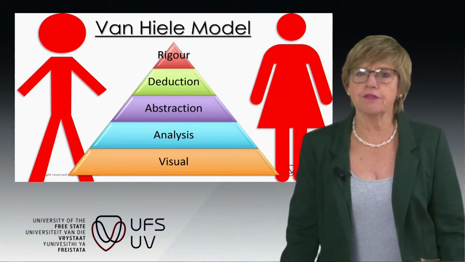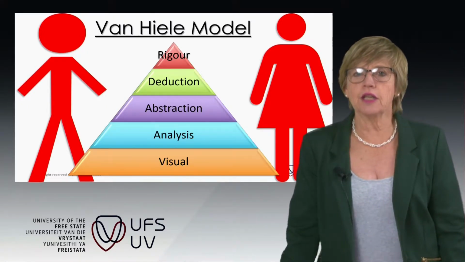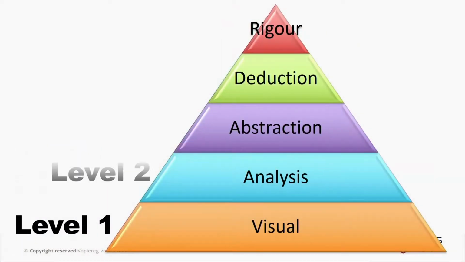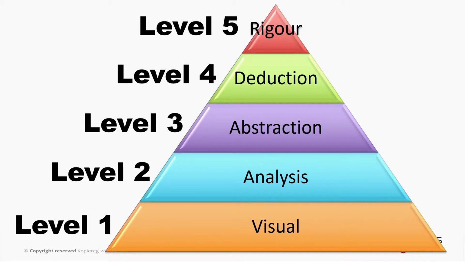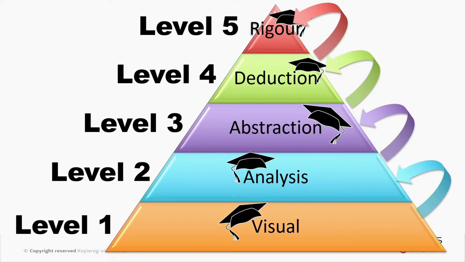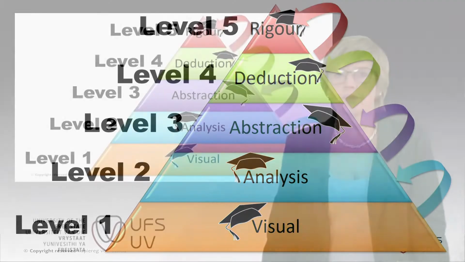The Van Hieles believed that writing proofs requires reasoning at a much higher level, and therefore learners need to have more experience in thinking at lower levels before learning formal geometric concepts. The Van Hiele model consists of 5 levels of thinking processes, and learners must develop mastery at each level before they are able to progress to the next. Progression from one level to the next is best facilitated through strategically planned instruction.